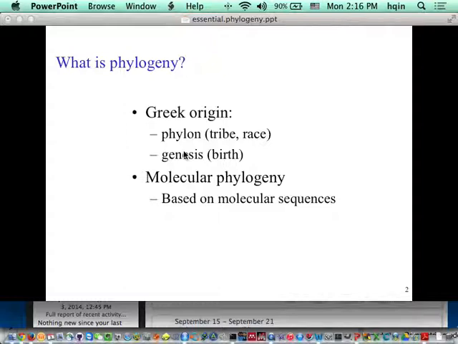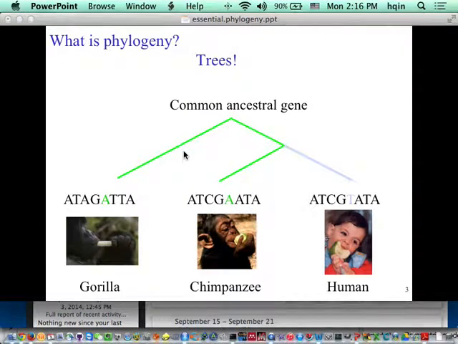So instead of using a pedigree, we use DNA and protein sequences to try to describe the relationship among species. So in practice, phylogeny basically means trees. Now the trees are always bifurcating.